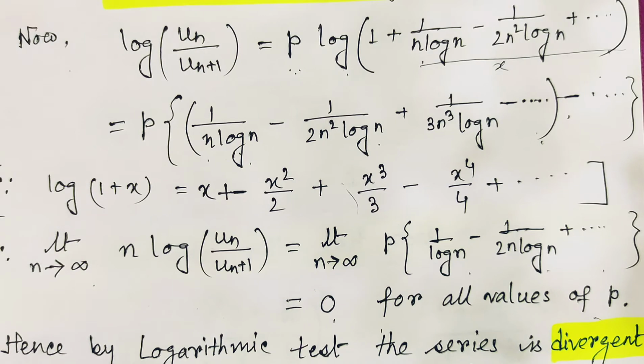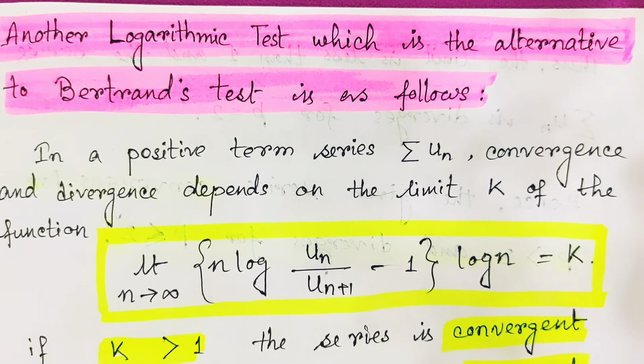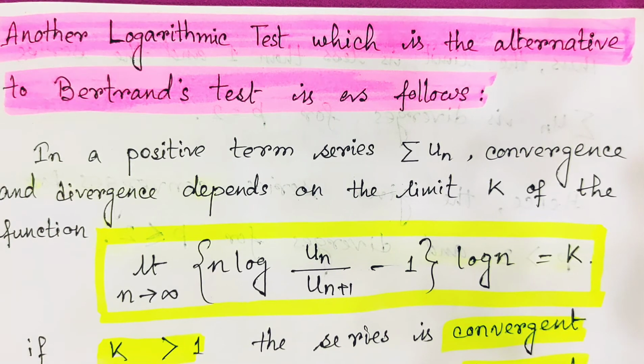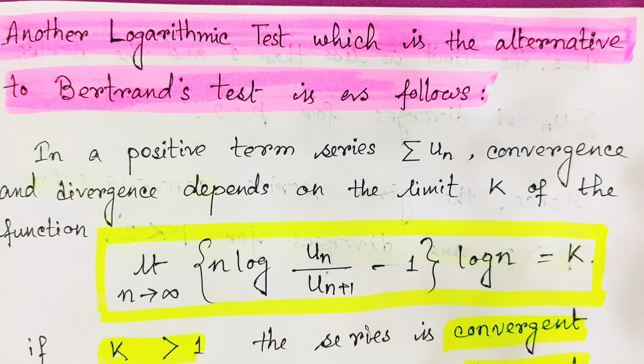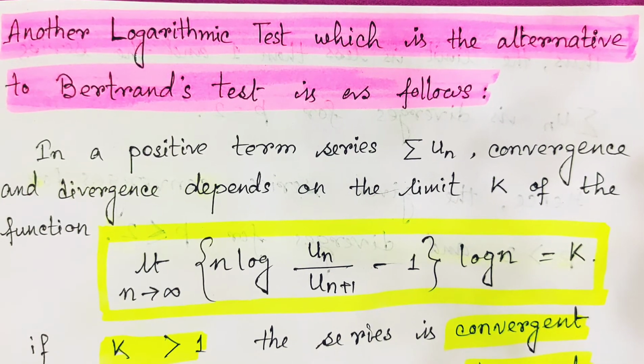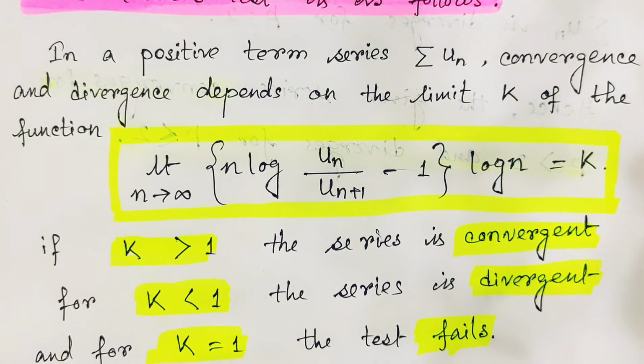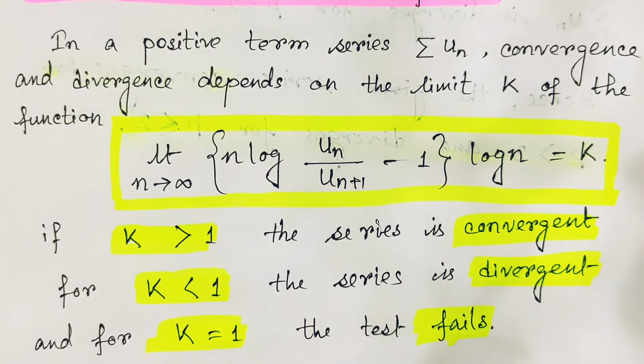Now we have another form of the logarithmic test. Sometimes we find out that this logarithmic test will not be applicable. So for that time we require another form of logarithmic test, that is called the alternative form of logarithmic test, which we will find out from Bertrand's test. So this other form is almost looking like the previous one, but a little slight change is there, and the change is like this one.